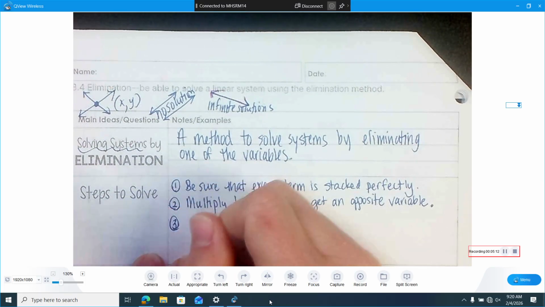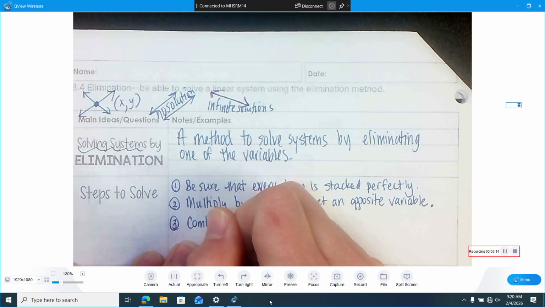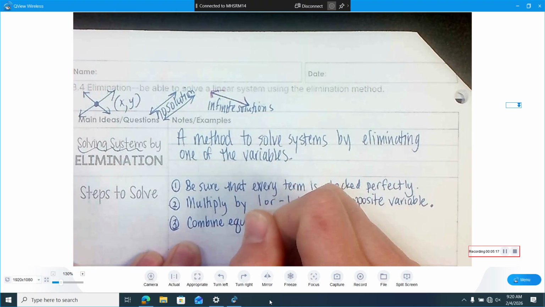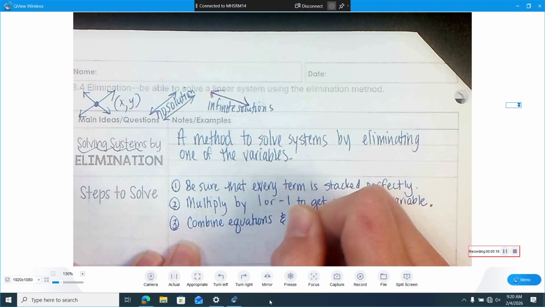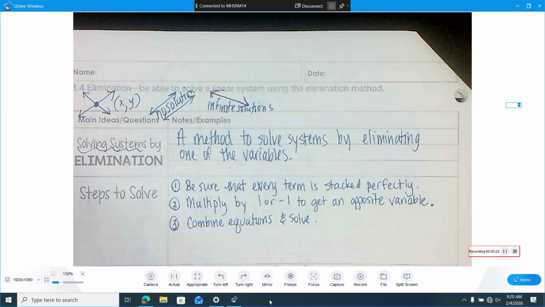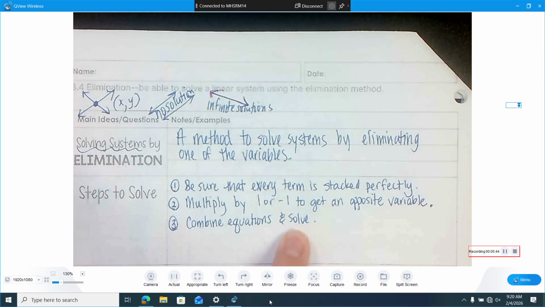And then the third step is to combine equations and solve. Combine and then solve. You'll see when we get those opposites, what happens if I add a 7x and a negative 7x? What happens to that? It's 0. So we just eliminated one of our variables, okay? And that's the goal. So when we have opposites, we combine our equations. It's very cool. And one of them is gone. And then we can solve for the remaining letter. So whatever letter is left, we can solve for.